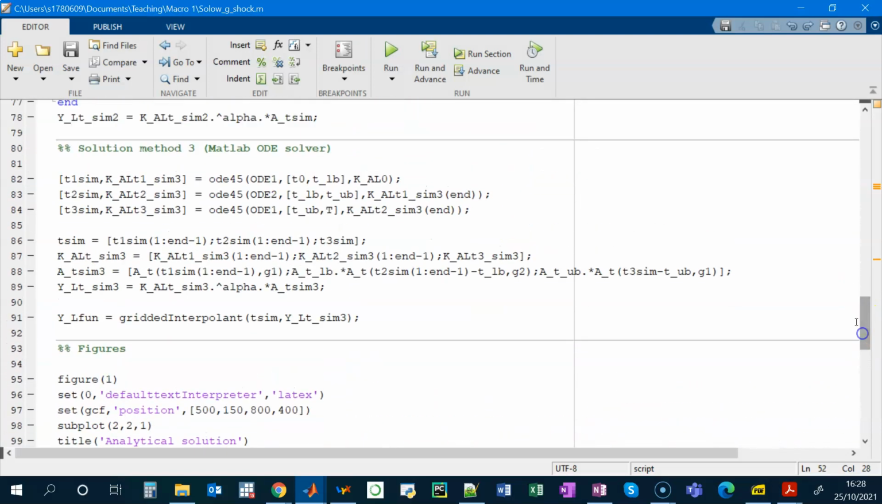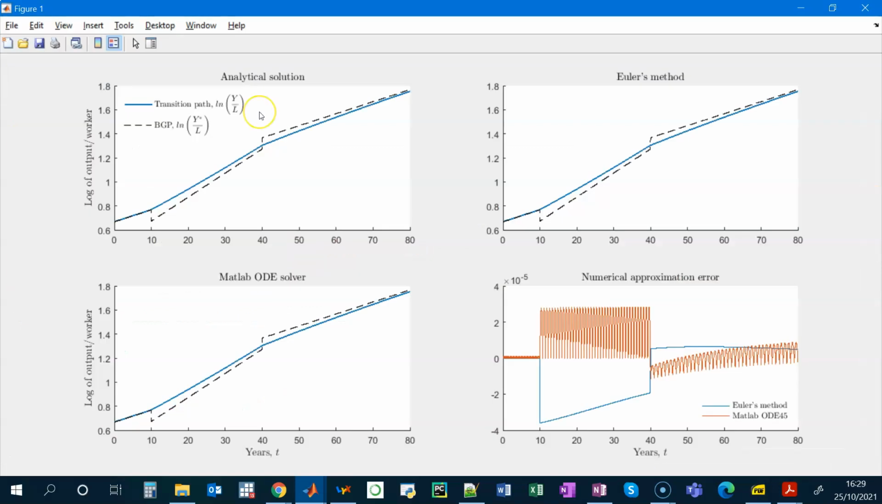Okay, so let's run this now. Okay, I've now run the program, which has given me all three solutions in these three boxes here, and you can see they're all pretty much identical. The blue here is the transition path for output per worker. The black dashed line is output per worker on the balanced growth path.